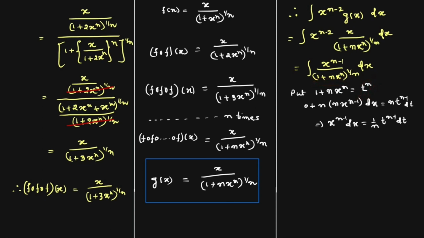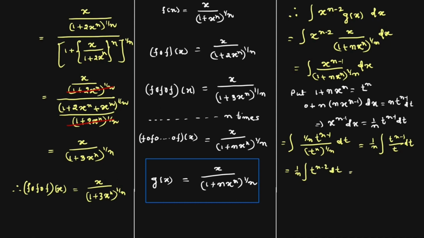So above integration we are able to write integration of 1 upon n t to power n minus 1 divided by (t to power n) to power 1 by n dt, which is equal to 1 by n integration of t to power n minus 1 divided by t dt, which is equal to 1 by n integration of t to power n minus 2 dt, which is equal to now 1 by n t to power n minus 1 divided by n minus 1 plus c.